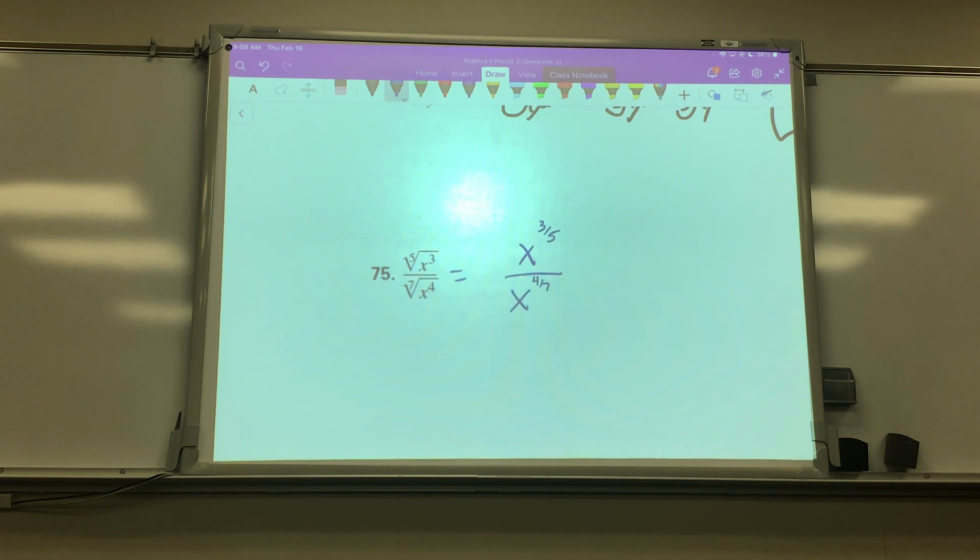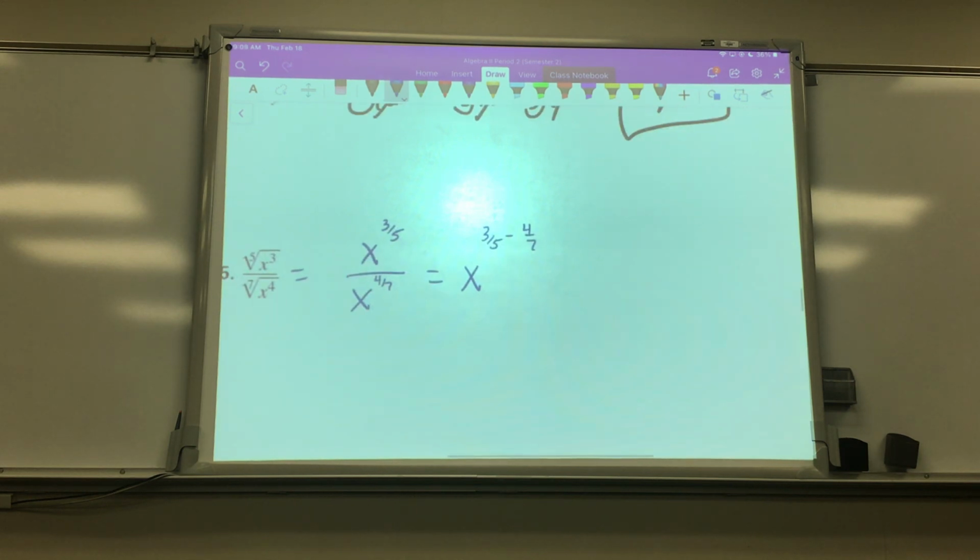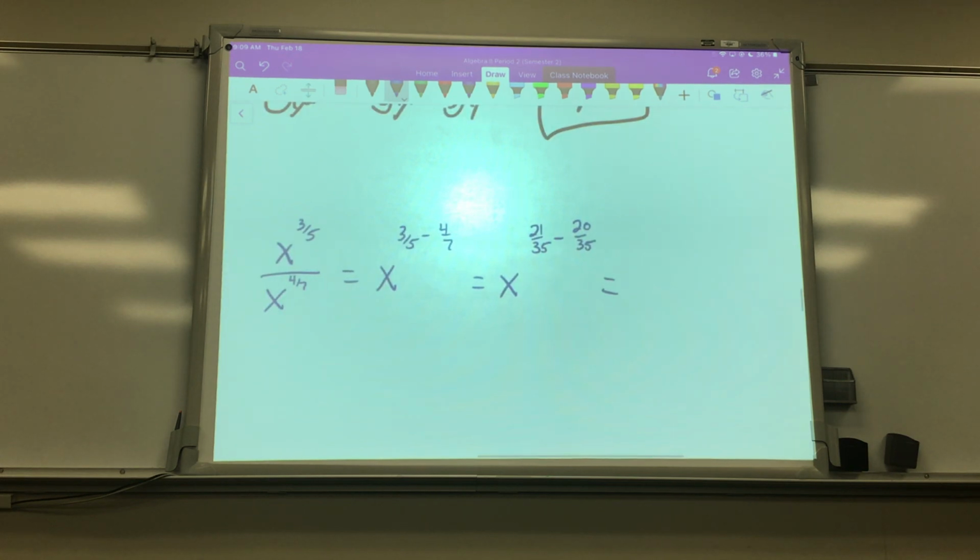Now can I do something? Yes, because the bases are the same. And if it's a fraction, what do I do with those exponents? You subtract. What's the common denominator? 35. So for 3/5, I'm going to have to multiply top and bottom by 7, correct? So 21 over 35 minus 20 over 35, which will give me x to the 1/35.